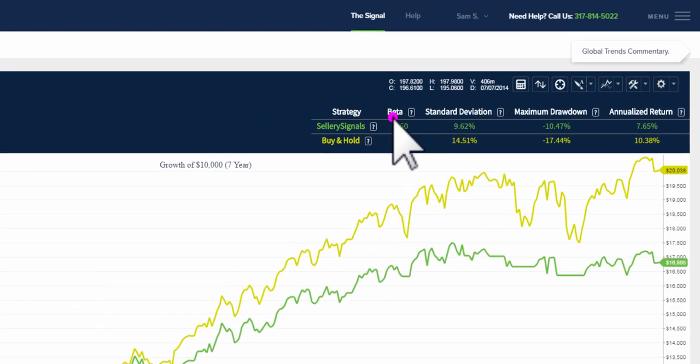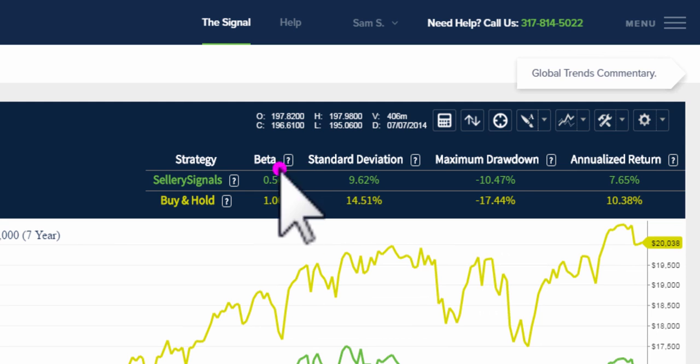So let's discuss the statistics really quick. We have beta, standard deviation, maximum drawdown. This is the largest percent that your money has lost over a particular time horizon, from the highest value to the lowest value. And then annualized return. So again, this is annualized, not simple.